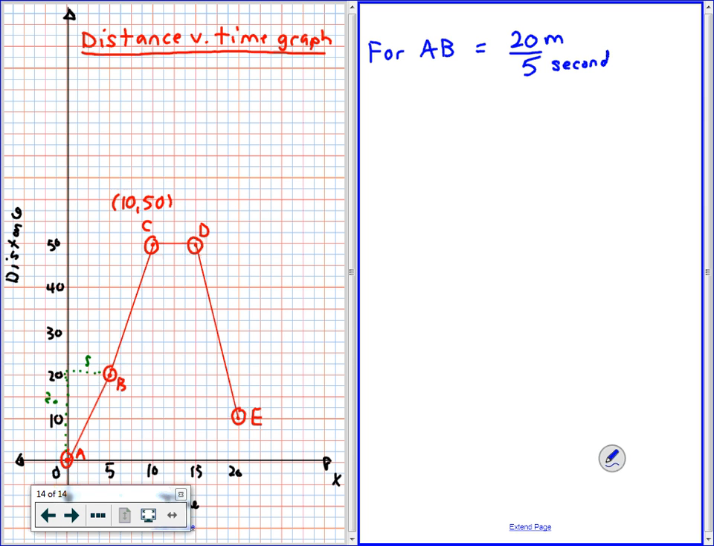Therefore, my slope, you have to write that down, is 4 meters per second.